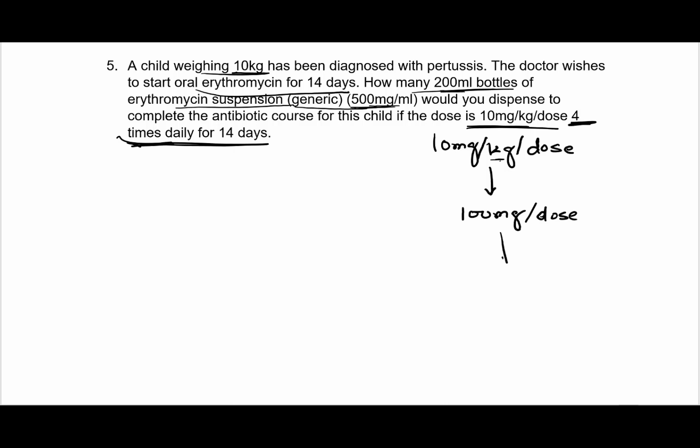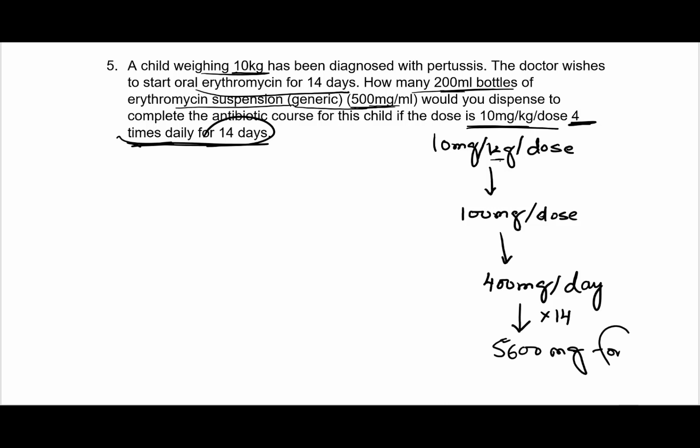So that means it will be 400 milligrams per day the patient will be receiving. And we have to give it for 14 days. So that will be, multiply that by 14. And that will be 5,600 milligrams for 14 days. So that's the total dose we have to give to the patient over 14 days, 5600 milligram.